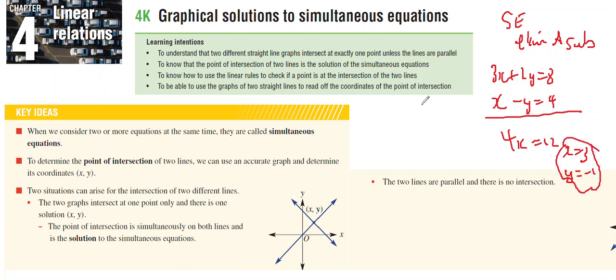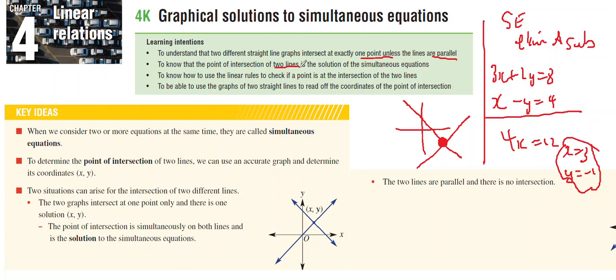What that means is that on the axis at 3 and -1, that's where this line and this line intersect. It's the point of intersection. So we've learnt the algebra around simultaneous equations. Now we're going to understand that different straight lines intersect either once, or if they're parallel, they don't intersect at all.